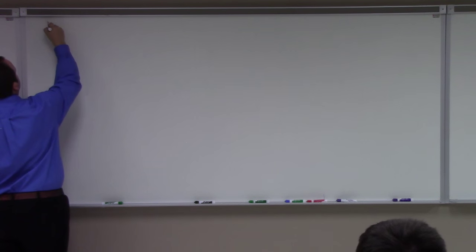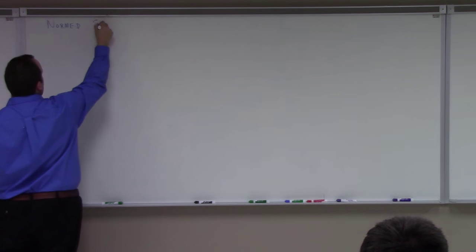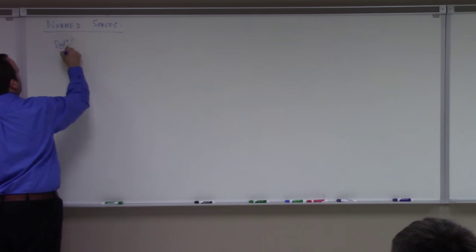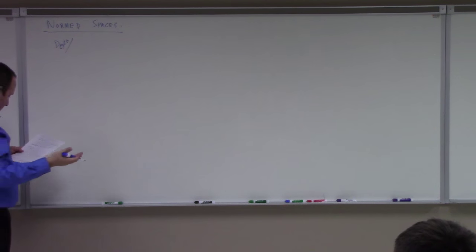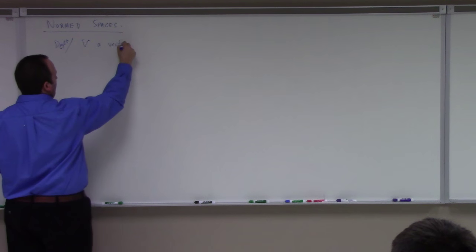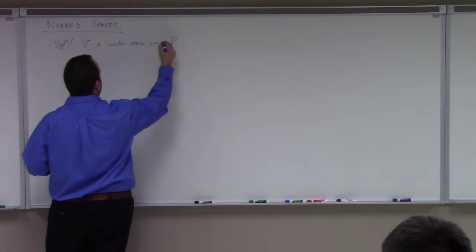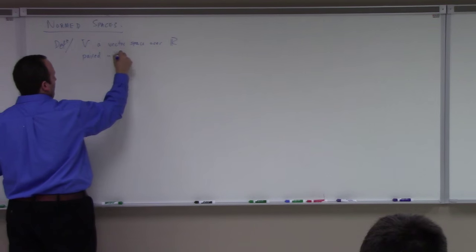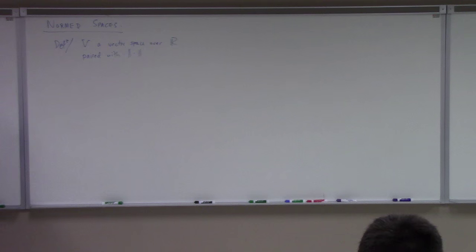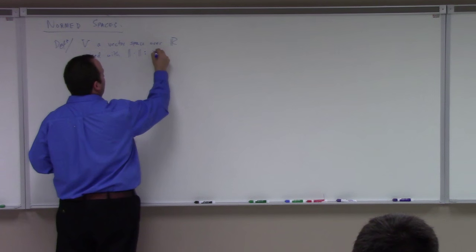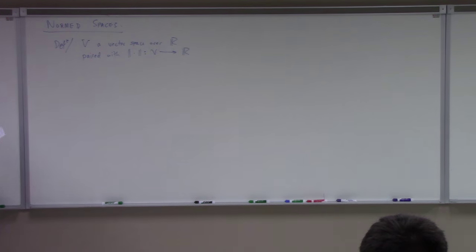Norm spaces. So here's the definition. We're going to talk about a vector space V over the reals, paired with this notation, double vertical bars. That's the norm. It's real valued, okay? And it satisfies a couple of important characteristics, right? So here's the definition.